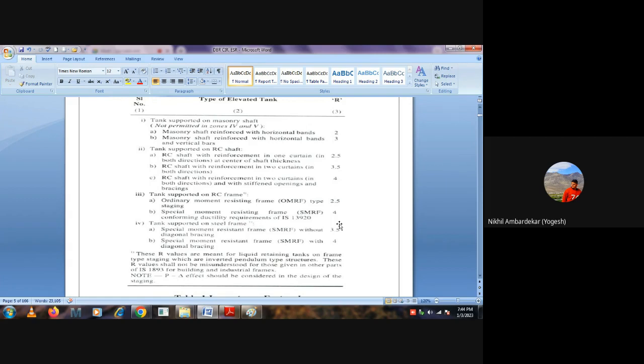Okay, so that's why we are considering the response reduction factor R as 4. And what will be the fourth parameter? Tank supported on steel frame. Is that the case? No, obviously not, because we don't have a steel frame. So I will not read any description for that.